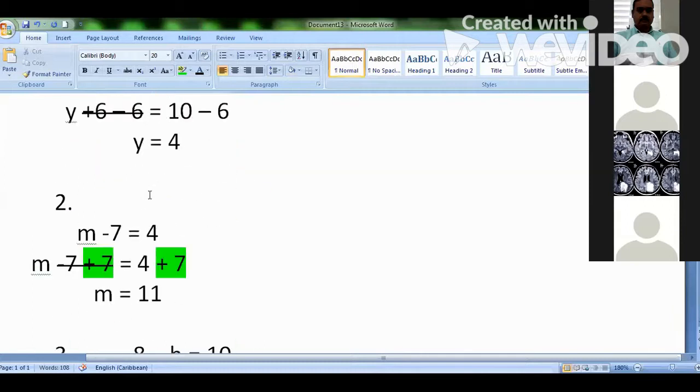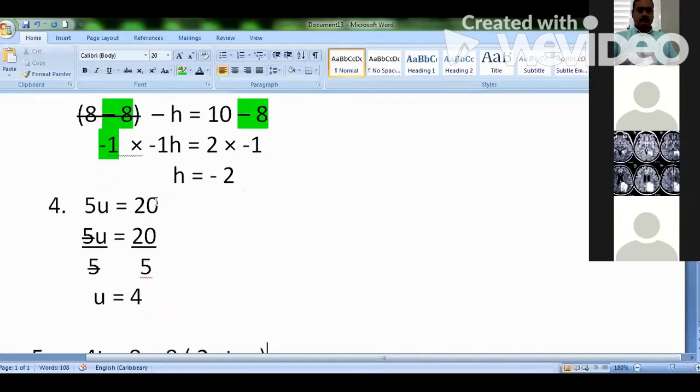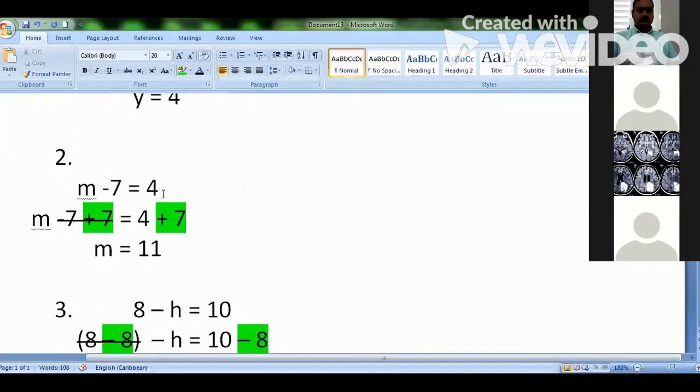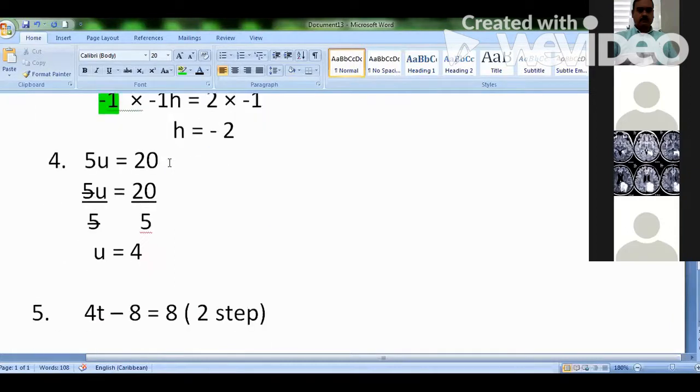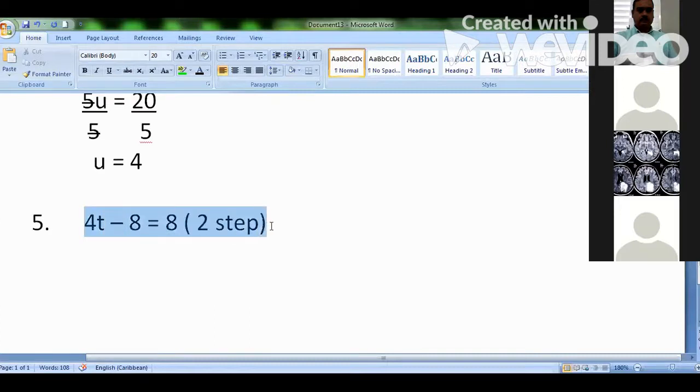So all examples 1, 2, 3, and 4 are one step. It's just one step you make. Or one concept was used to solve the question. But for this question here, it's going to be a two-step equation. All right, so I need to get rid of the negative 8, and I also need to get rid of the 4. You follow? So that's why it's called a two-step. Now, we're going to get rid of the negative 8 first.